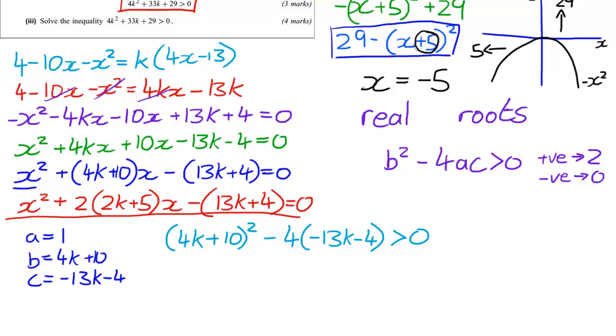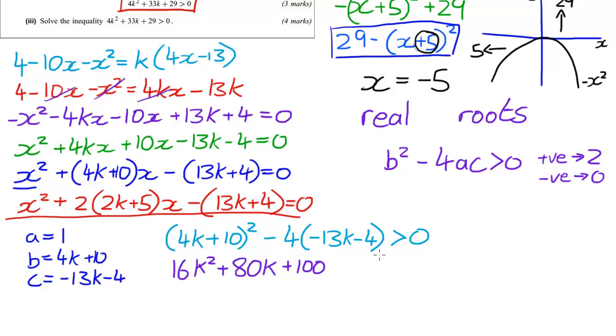So let's go back to purple. Let's times out this bracket to start off with so that we get 16k squared, and then 4k times by 10 is going to be 40k. We're going to have 2 of them, so it's going to be plus 80k, I believe, yes. And then 10 squared is going to be plus 100.